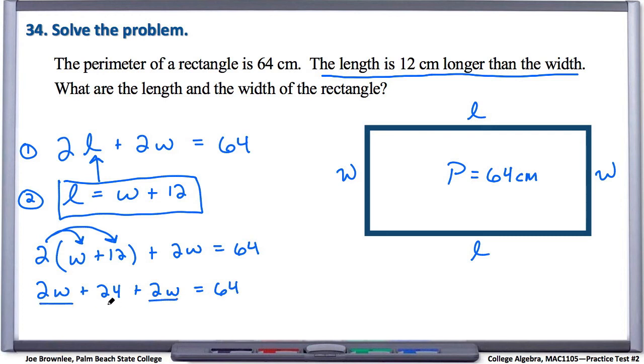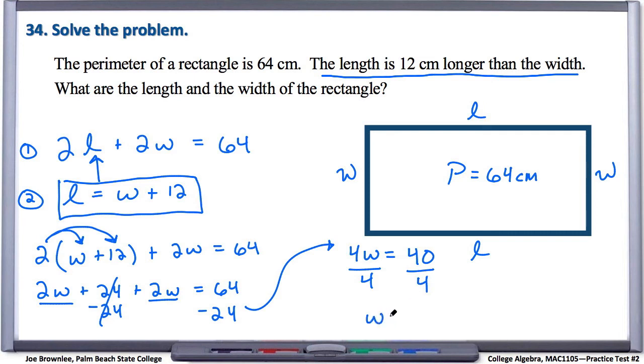We can combine like terms and also move that 24 over. I'm going to finish up here. So 2W plus 2W is 4W, and the 24 we moved over, and 64 minus 24 gives us 40. And lastly, when we divide by 4 on both sides, we end up with W equals 10. And we know that we're working in centimeters, so the width is 10 centimeters. So there's our first answer.